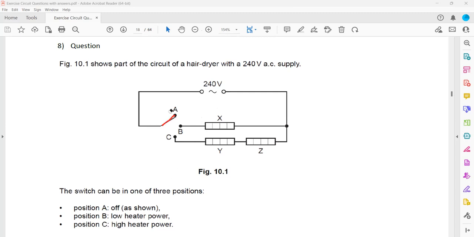Or it can be at B, like we can move this to position B. So when we move to position B, what will be the path? It's an AC, so you can take any of them as positive, as it will continuously change. So this will be the path, so it will only pass through X. When it passes through X, only one resistor or heating coil is there as a part of the circuit. That's why there is a low or small amount of heat energy.